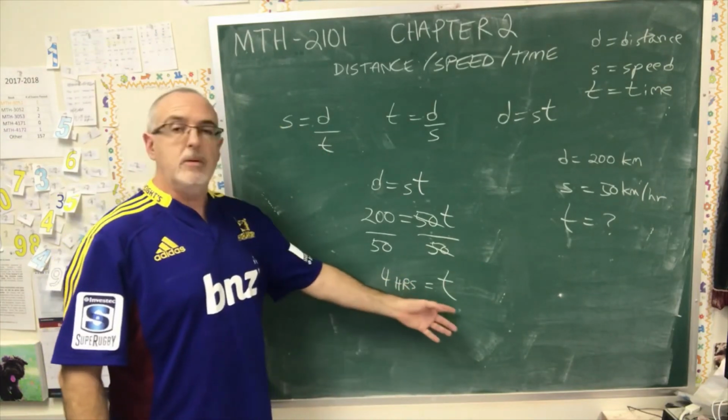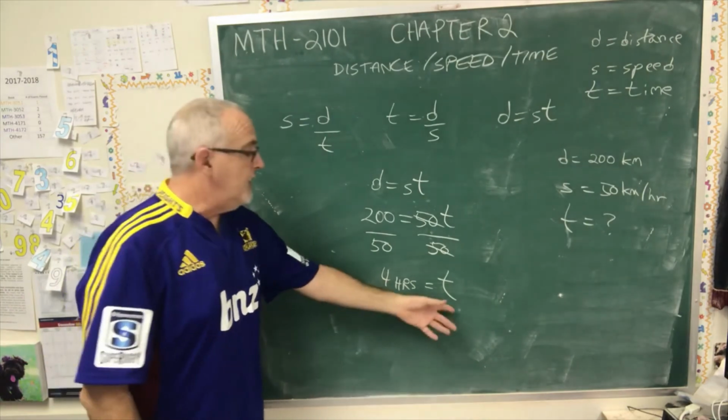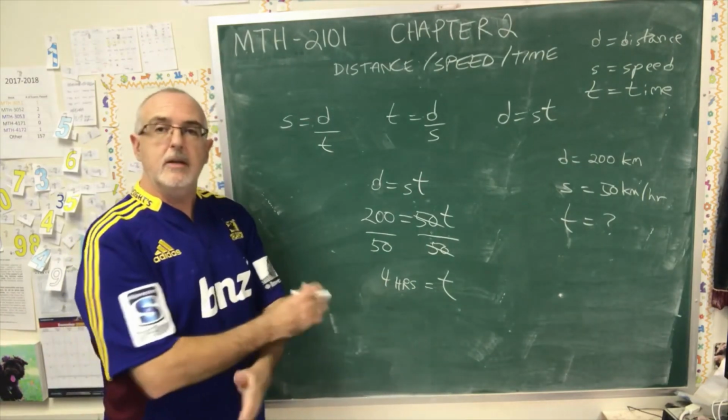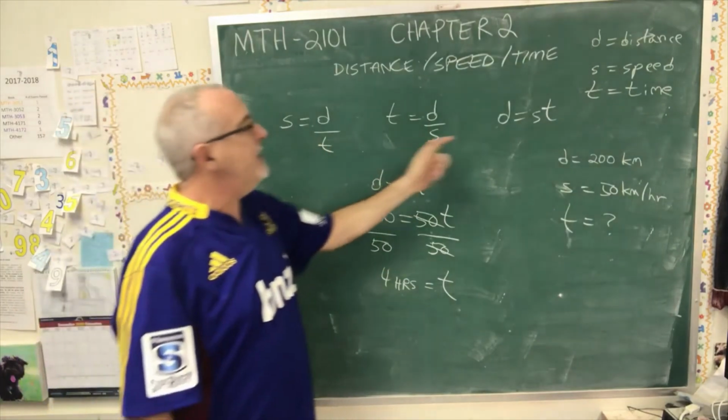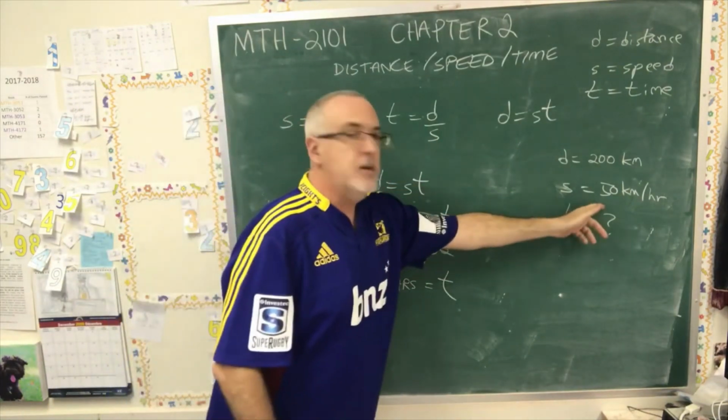It's 4 hours equals t, which means the same thing as t equals 4 hours, because left side equals right side. That's the whole point of an equation. So we could do this. We could use any of these formulas to answer this one question.